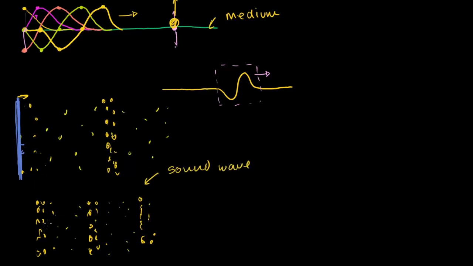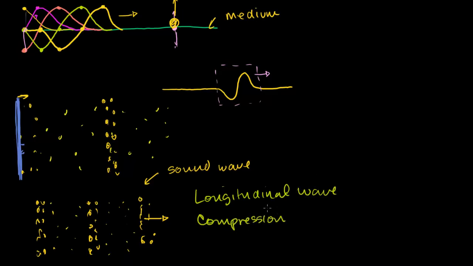And this type of wave, where the direction of the disturbance is along the same axis as the direction in which the wave is traveling, is called a longitudinal wave. So sound waves, sound through air, are longitudinal waves. Sometimes called a compression wave, same thing, because it's caused by compression.